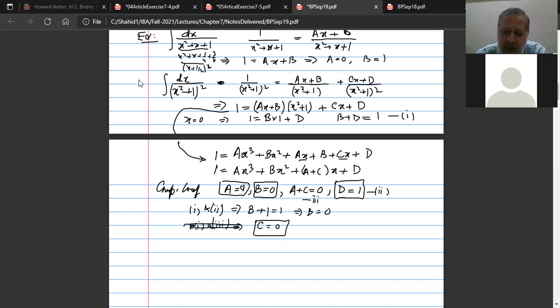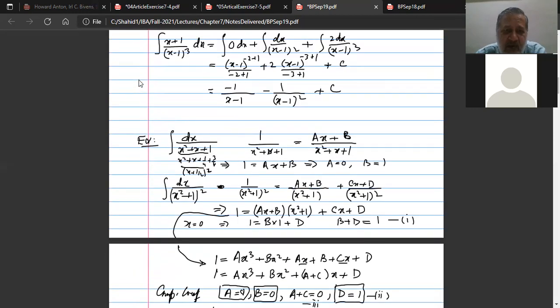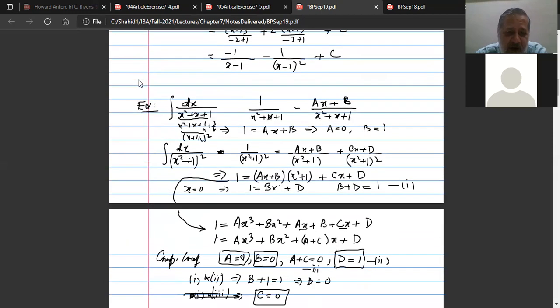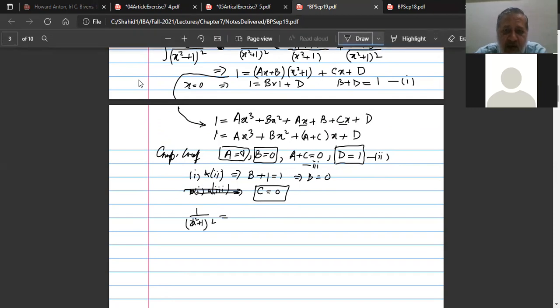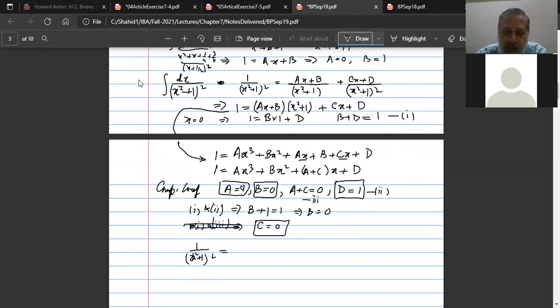It appears that whether there is a lonely quadratic factor or a repeated quadratic factor, the technique we are discussing in the second case, that is worthless, because using all these values, 1 upon x squared plus 1 squared, the value of A is 0, the value of B is 0, the value of C is 0, the value of D is 1. So what we are left with is the original.